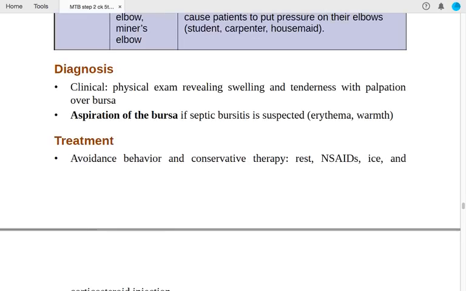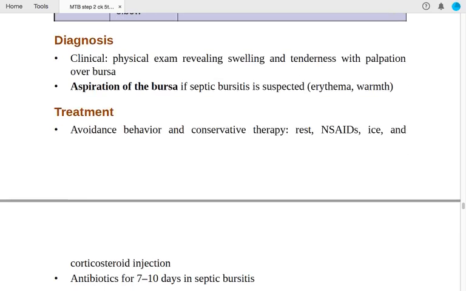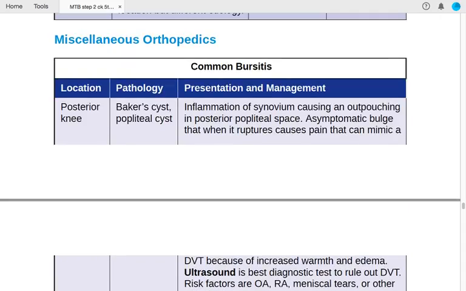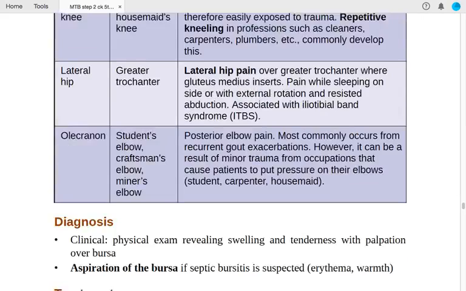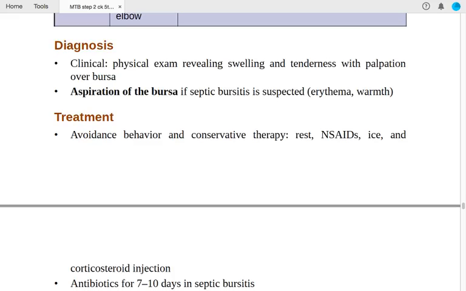Then we have how we are going to diagnose this patient. Clinically, we have to go for the physical examination that reveals swelling and tenderness with palpation over the bursa. If there is tenderness and swelling over the bursa, we can say, yeah, this may be a case of bursitis. Then for the diagnostic purpose, we have to aspirate the bursa. If septic bursitis is suspected, like erythema is there, warmth is there, we'll go for aspiration of the bursa.